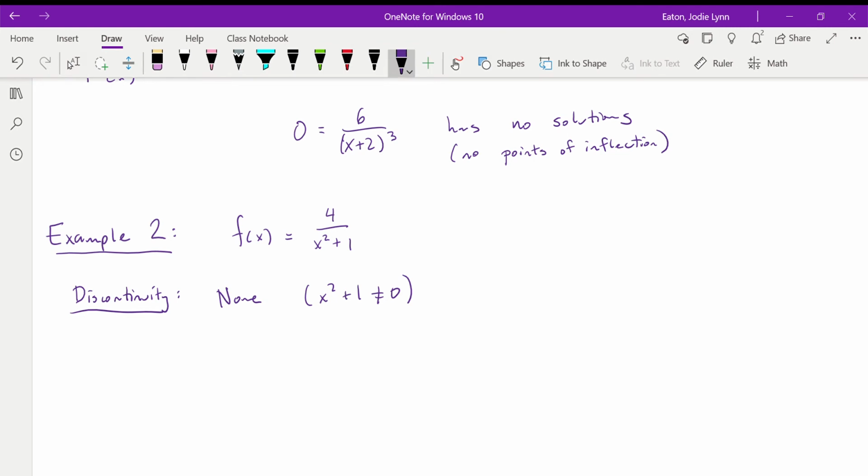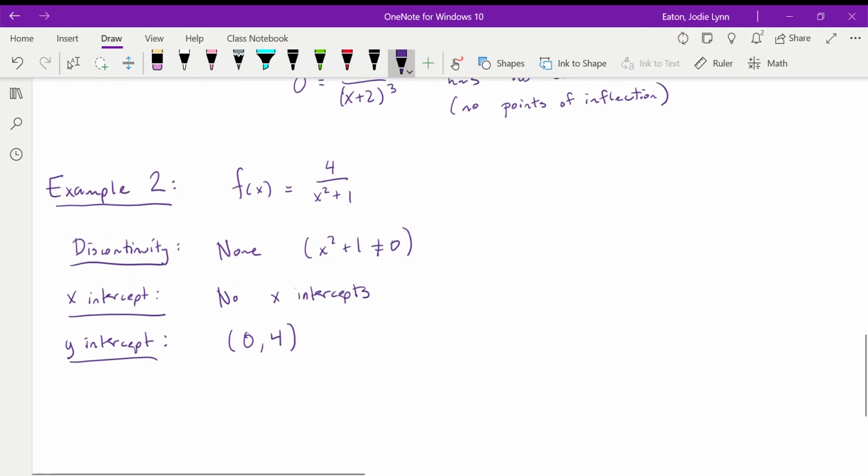So let's actually look for an x-intercept. Okay. Well, we have a number in the numerator and no variable, so there are no x-intercepts. And the y-intercept, when we plug in x equals 0, the y-intercept is (0, 4). Plug in 0, we get 4 over 1.